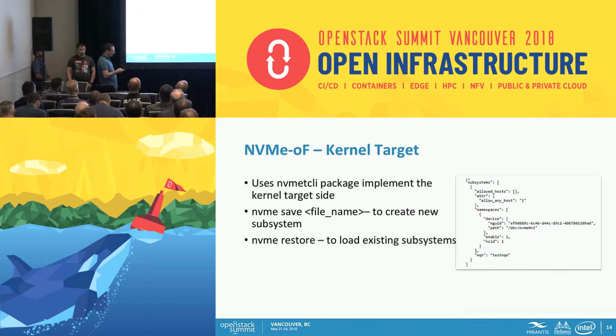For the NVMe-over-Fabrics target implementation, we use the NVMe-T package. It has NVMe-T save commands for creating or deleting new subsystems in the network. Here is an example of a JSON configuration. You can see we have the namespaces, the path of the NVMe device, and the NQN name. And we use the NVMe-T restore command to load the existing subsystems.